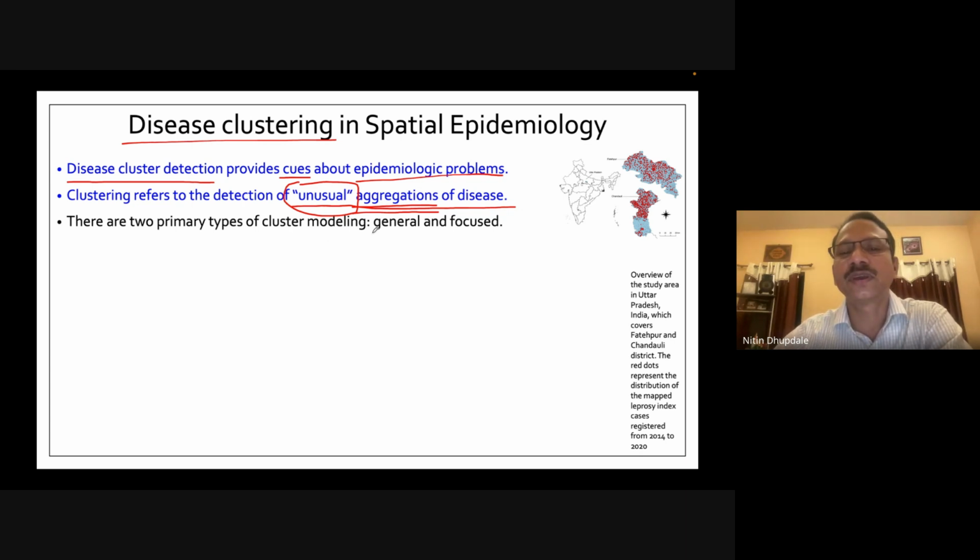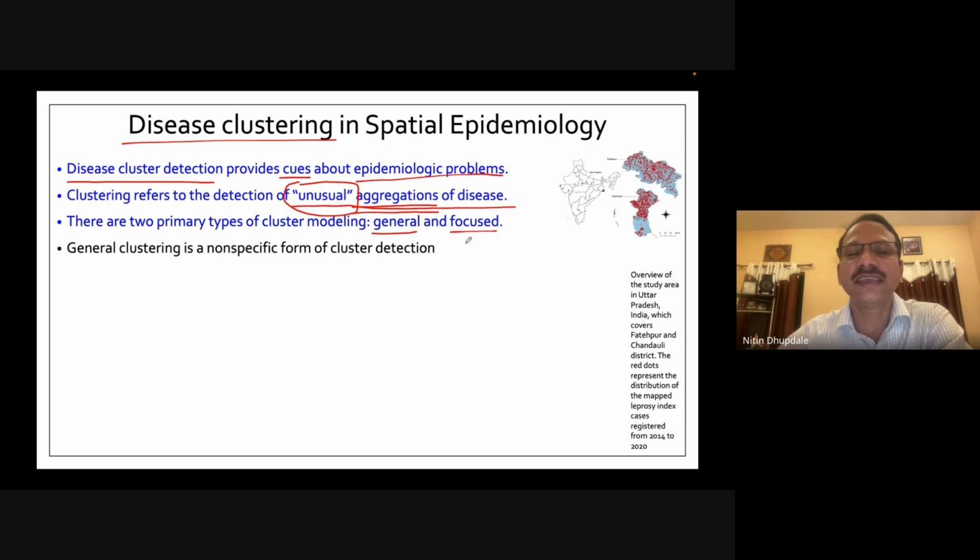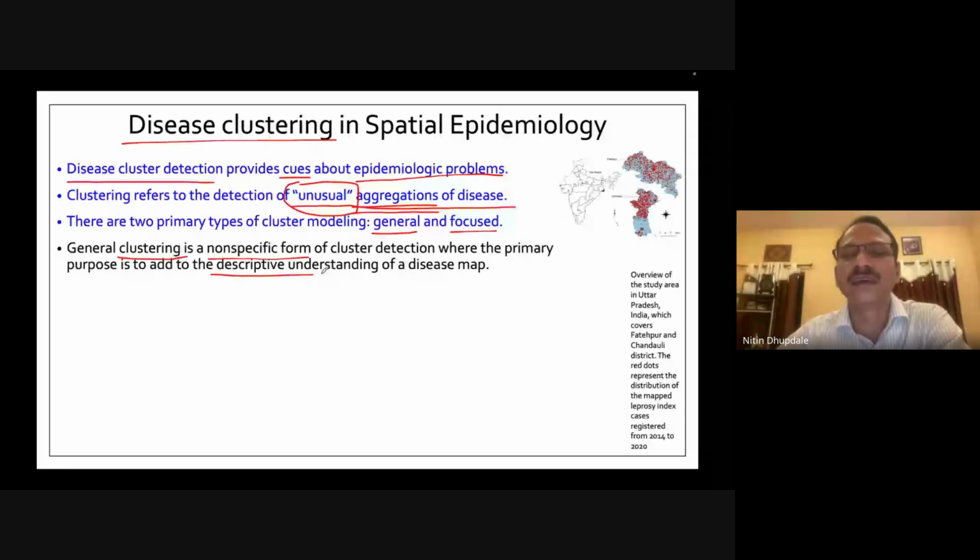So there are two types of disease cluster. It could be general or focus. So general meaning it just tells us that there are a lot of cases of disease occurring in a particular part. It is a form of disease cluster detection, and it just gives us a kind of descriptive understanding. Okay, in the south eastern part of southern Karnataka, there are a lot of breast cancer cases. So that is just a description.